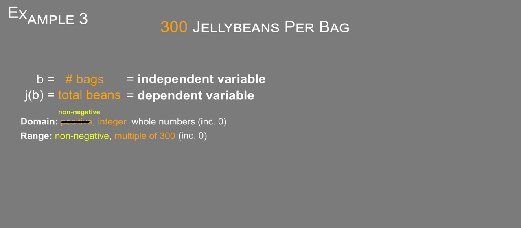Now we're asked to write a function to represent the total number of jelly beans for any number of bags. So we'll go ahead and write this off to the side. We know we're representing it with J of B, where J is the total number of jelly beans and B is the number of bags. And we know there's 300 per bag, so it's going to be 300 times the number of bags.